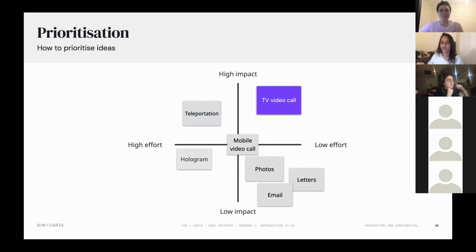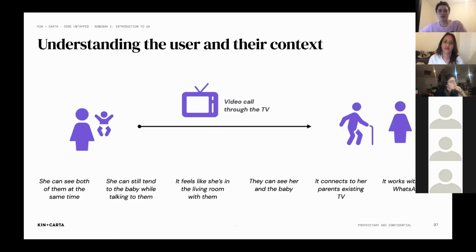And this is where understanding the user and their context becomes important, as we know it will have impact in these areas. By understanding the user and her context, we can pick out what benefits of a particular solution might be. So she can see both of her parents at the same time. She can still tend to the baby whilst talking to her parents. It feels like she's in the living room with them. They can see her and the baby. It connects her parents to their existing TV, and it works with their WhatsApp. And this solution is obviously the video call through the television, as touched on earlier.